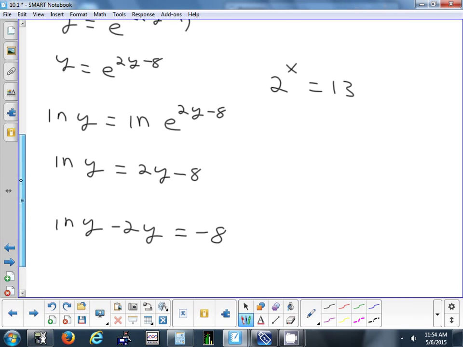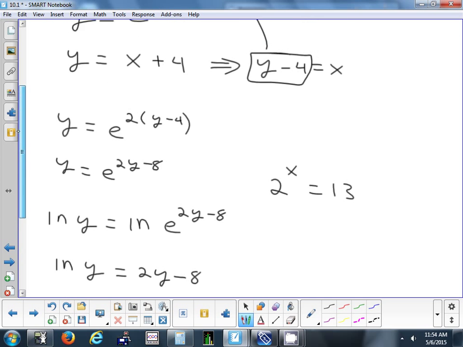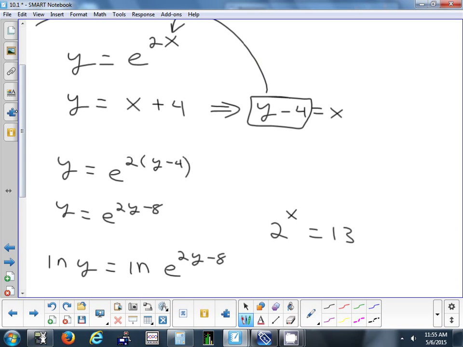Anybody have a thought on a different way? Just have them equal each other. All right, you could try setting them equal to each other rather than doing this substitution. So we would just say x plus 4 equals e to the 2x.